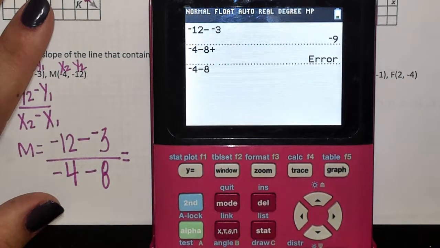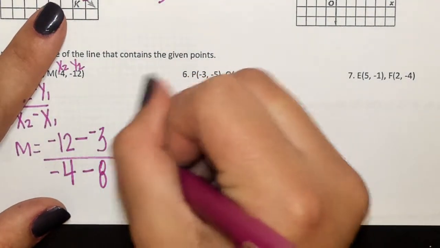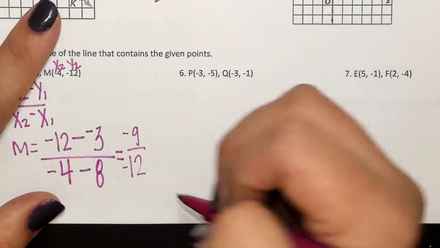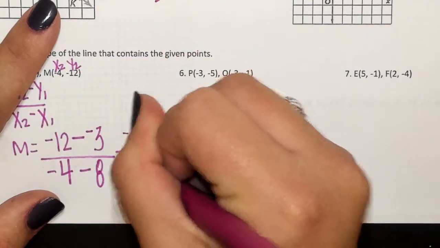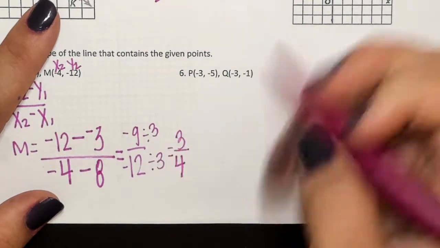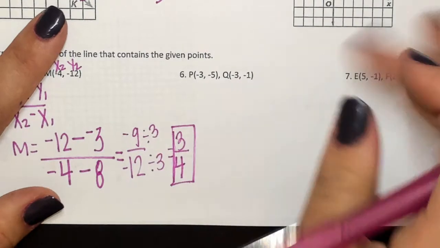Negative 4 minus 8. So you get negative 9 divided by negative 12. Now, I do not like that. Why do I not like this? It's not simplified. What goes into 9 and 12? 3. So negative 3 and then... Okay, well, can I just change that to 3/4? Two negatives make a positive. Good. Try 6 and 7.